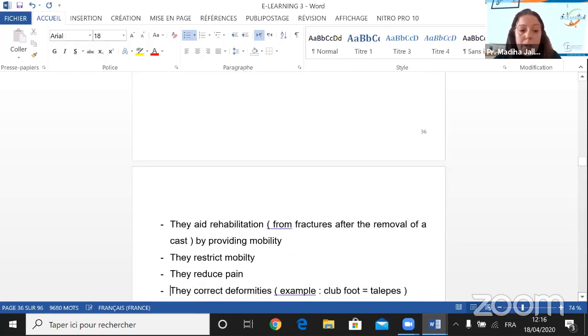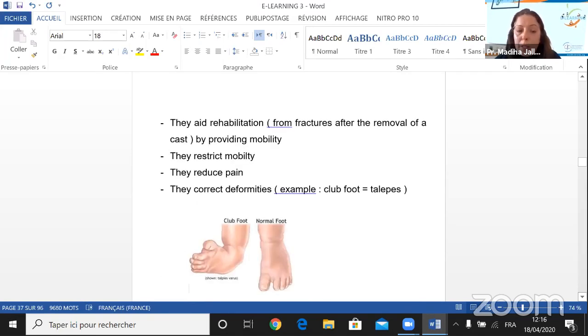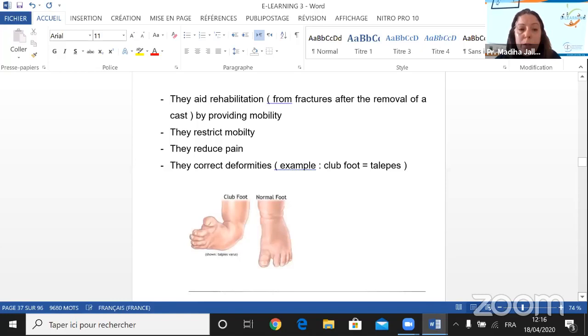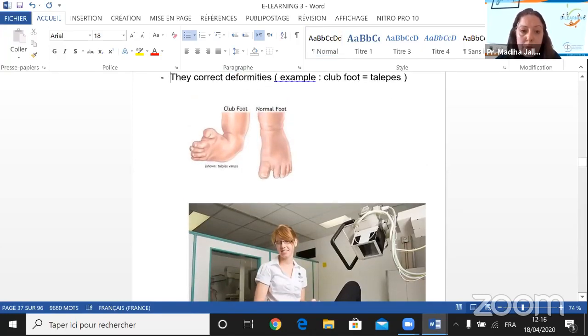So they aid rehabilitation from fractures after the removal of a cast by providing mobility, or they can restrict mobility, and they can reduce pain, as you said, and they can also correct deformity. Here in deformity, I have the example of clubfoot. As you see here, the picture showing the clubfoot. Here the foot is deformed, is badly shaped, and the child or the baby wears an orthosis to correct this deformity. Nice. Time is running.